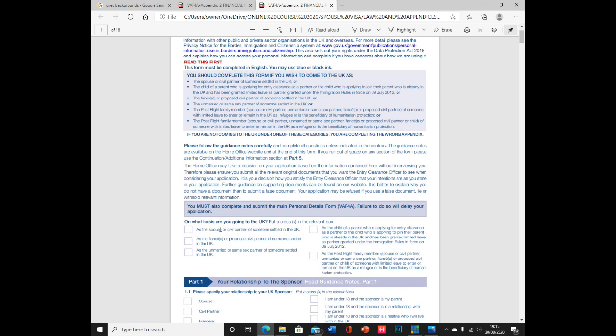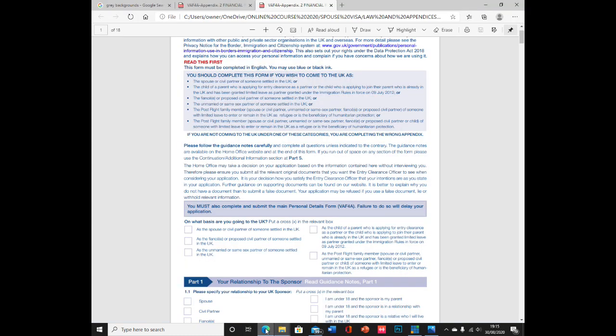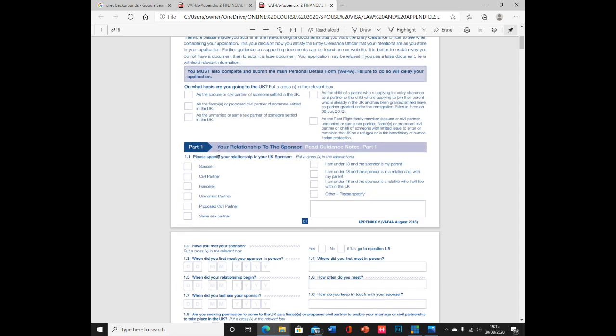So in the first section, you need to mention on what basis you are going to the United Kingdom. As a spouse, you are completing a spouse visa application, so you click on the first option, and then you go on to Part 1. Part 1 says, please specify your relationship to your UK sponsor. If you are applying as a spouse, you need to click on this section.